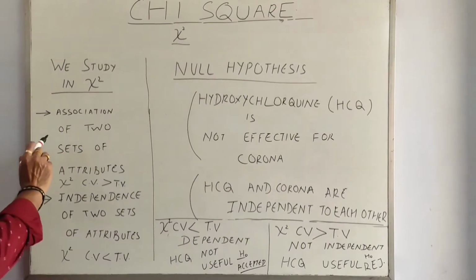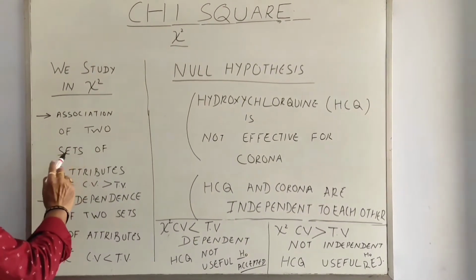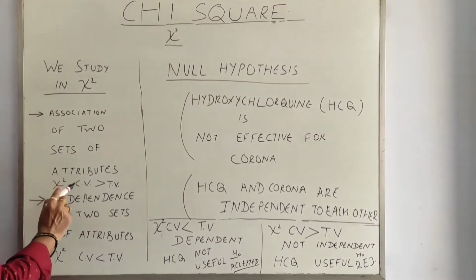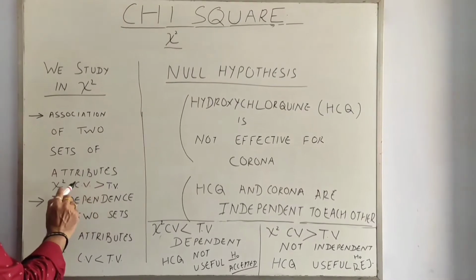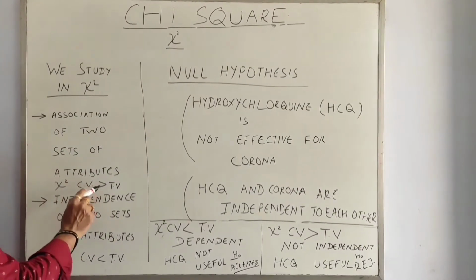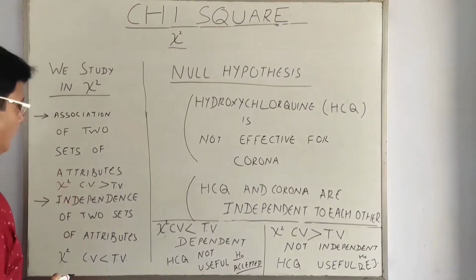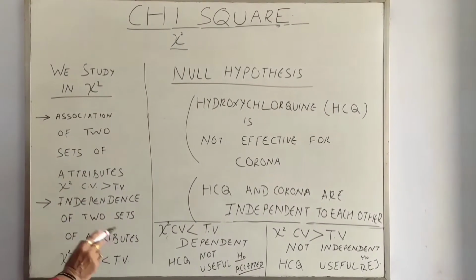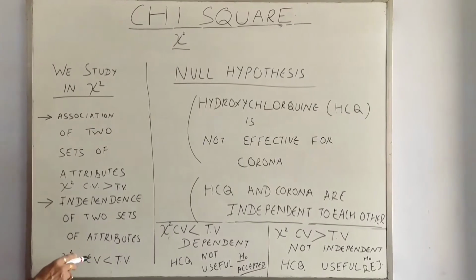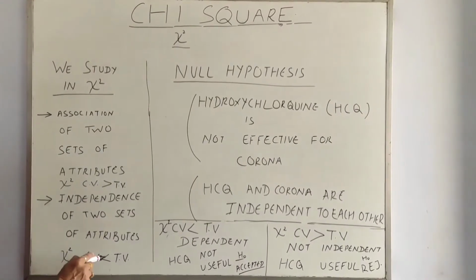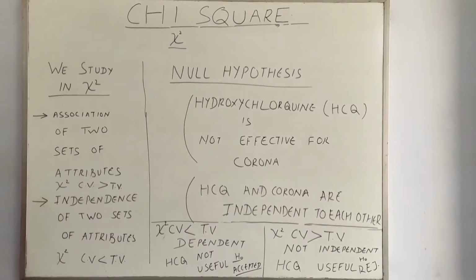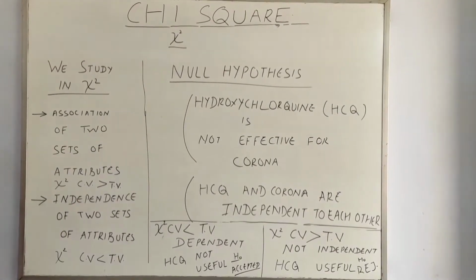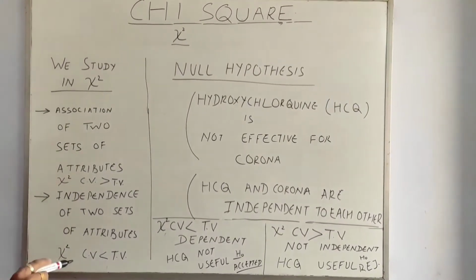In chi-square, we study association of two sets of attributes where the calculated value of chi-square comes greater than the table value, and independence of two sets of attributes where the calculated value of chi-square comes less than the table value. So these two things we are going to study. I will be taking some examples and you will be very clear on that.